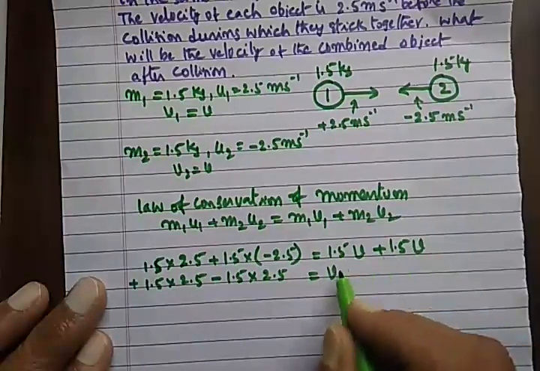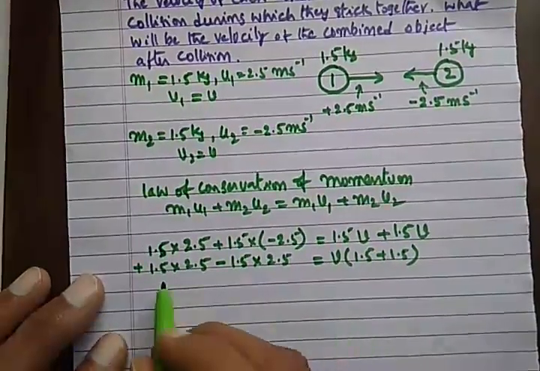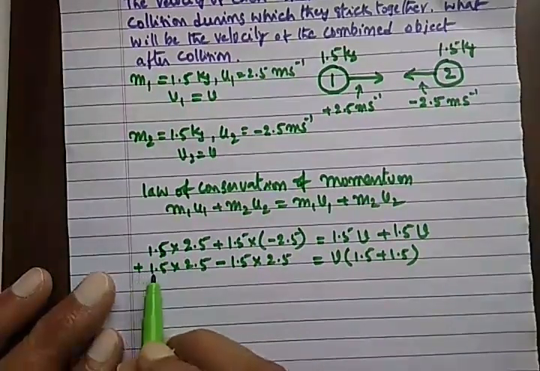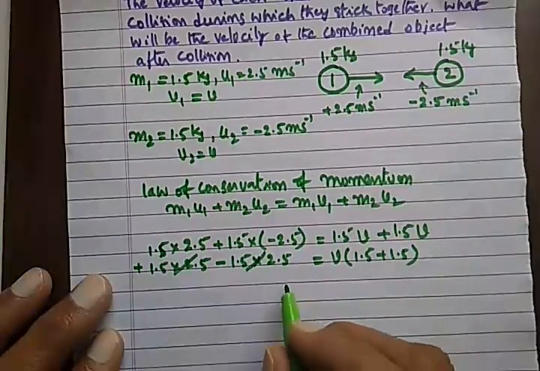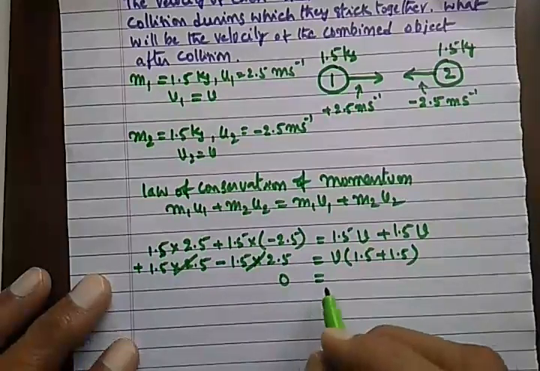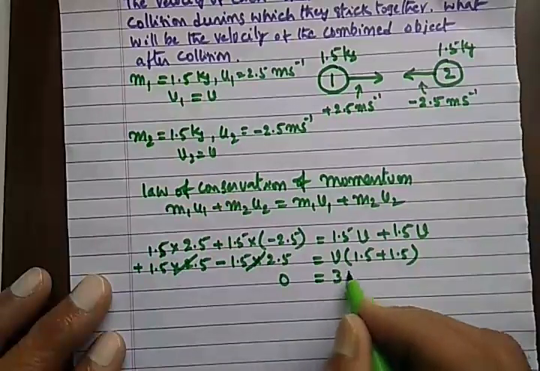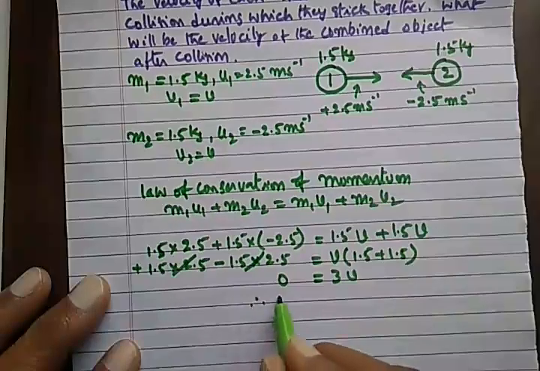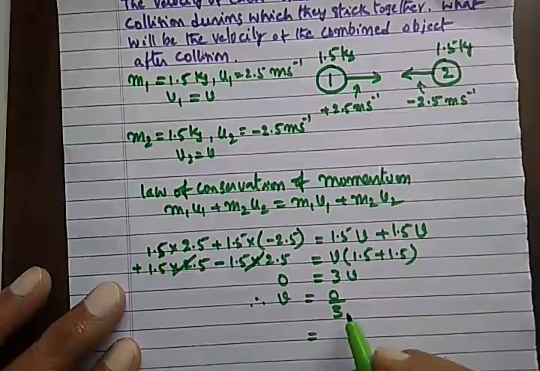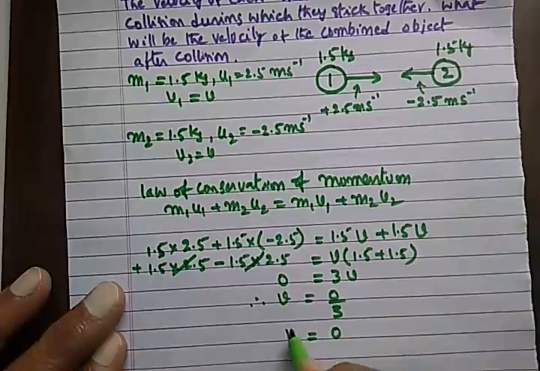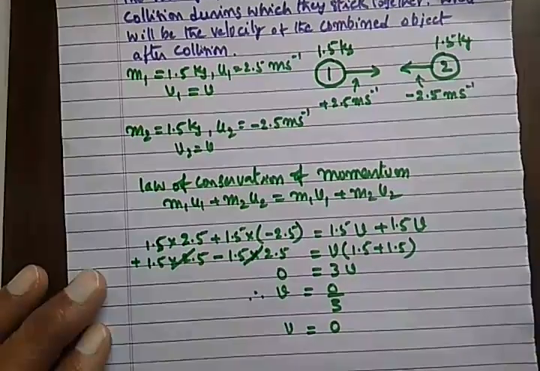Here V is common, so I can write it like this: V into 1.5 plus 1.5. Here you see this is plus 1.5 into 2.5, this is minus 1.5 into 2.5, so it will get cancelled and the result will become 0. And here 1.5 plus 1.5 is 3V. Therefore, V is equal to 0 by 3. 0 by anything is 0. So V is 0.